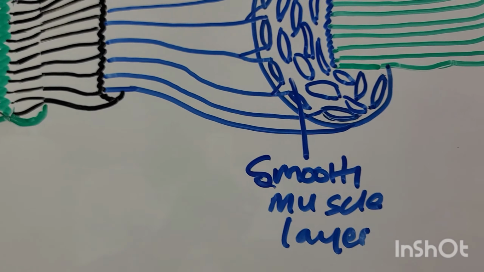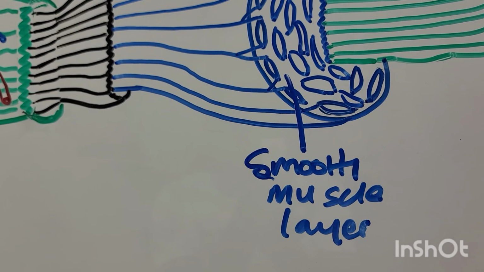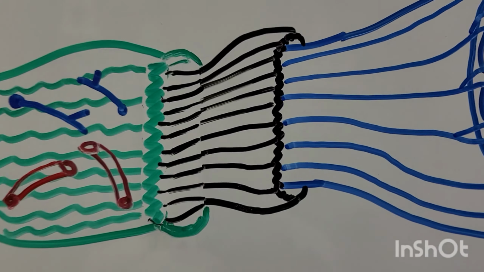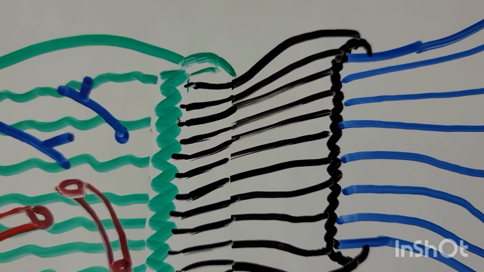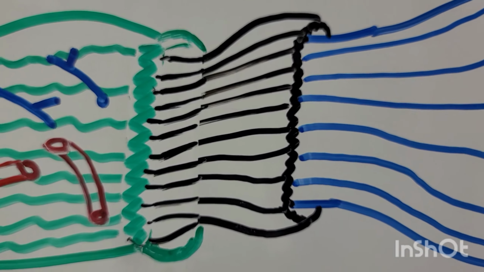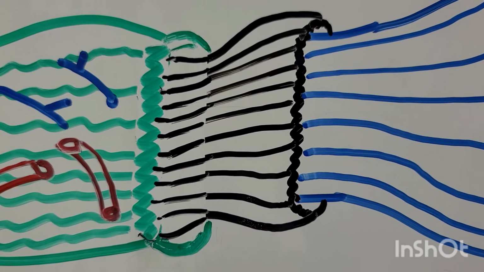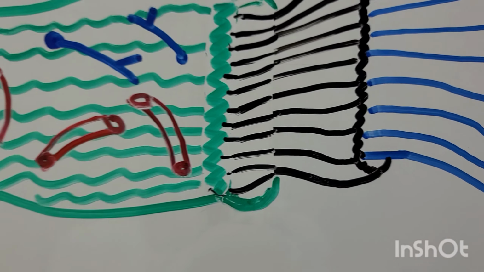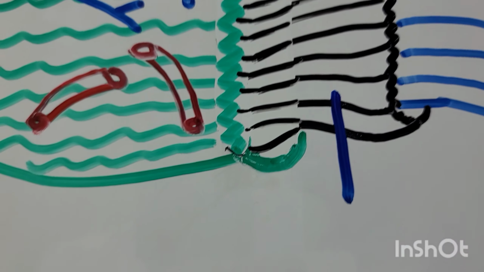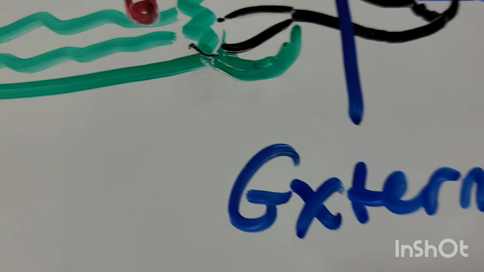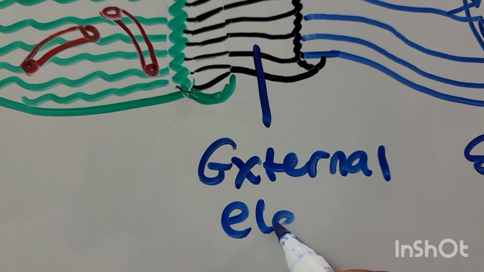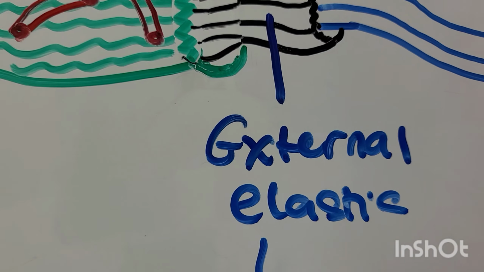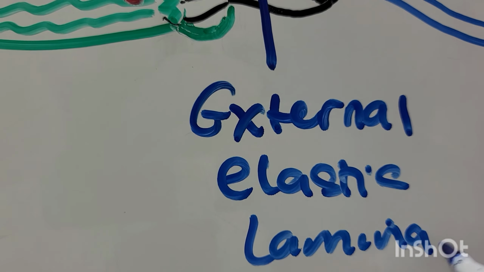Now as you come out from this smooth muscle layer, we have another layer here. You see this layer, it's labeled black here. This layer is what we call the external elastic lamina. Super important.